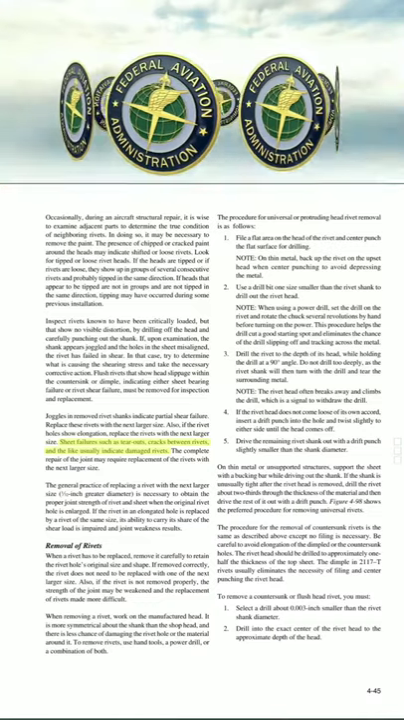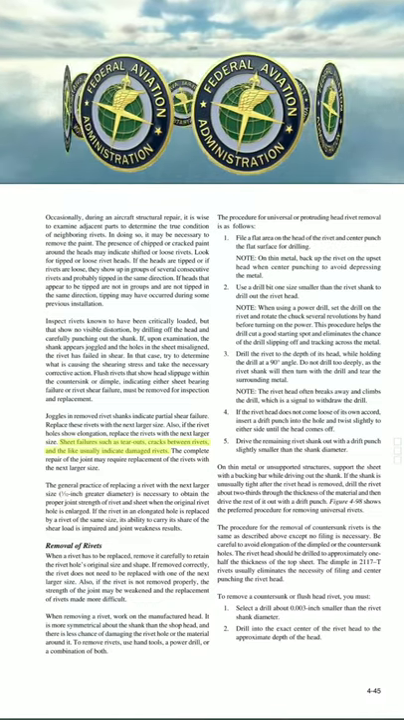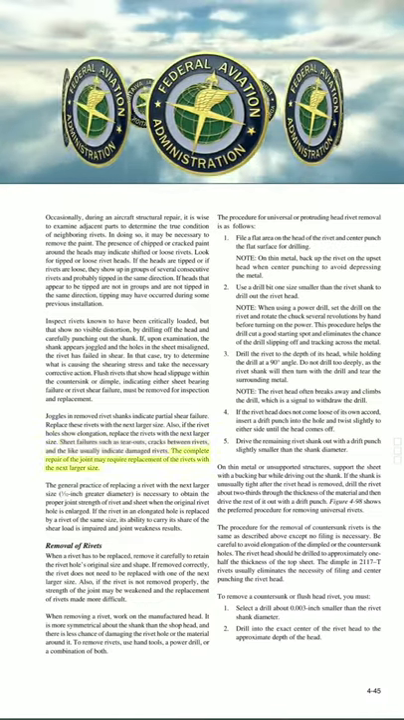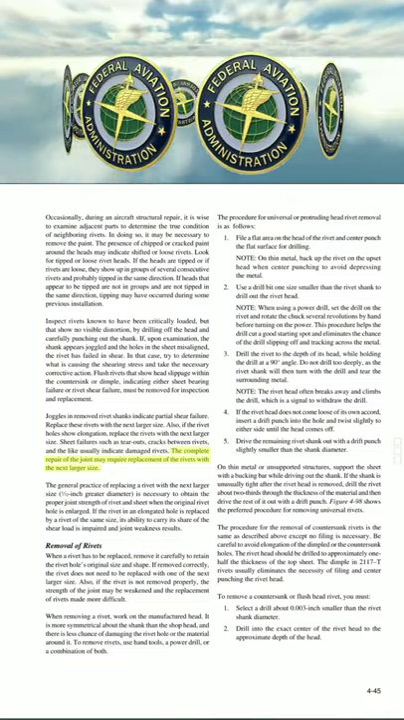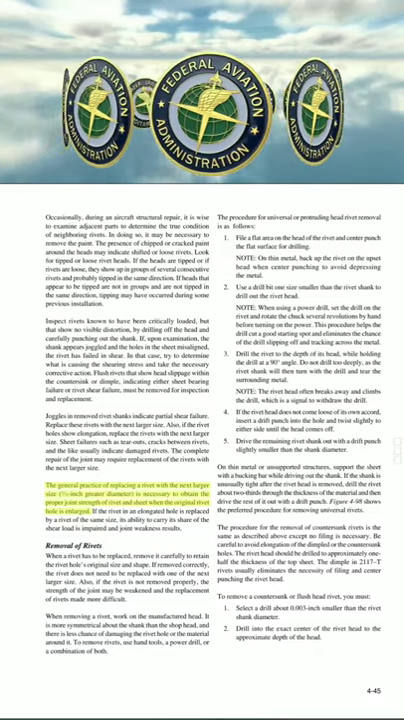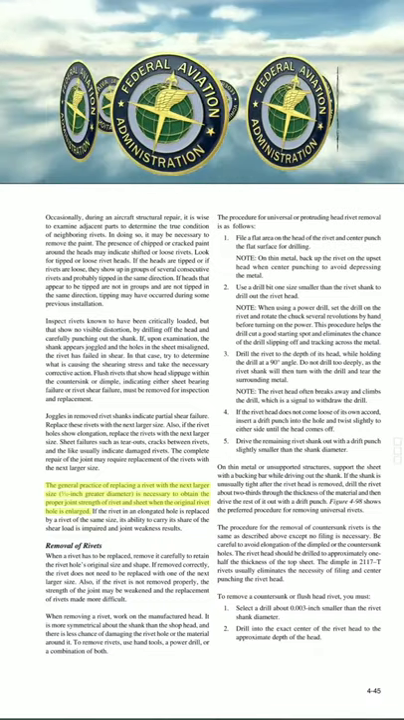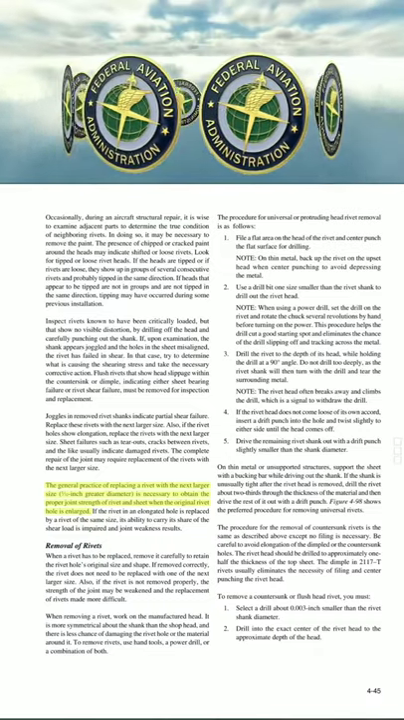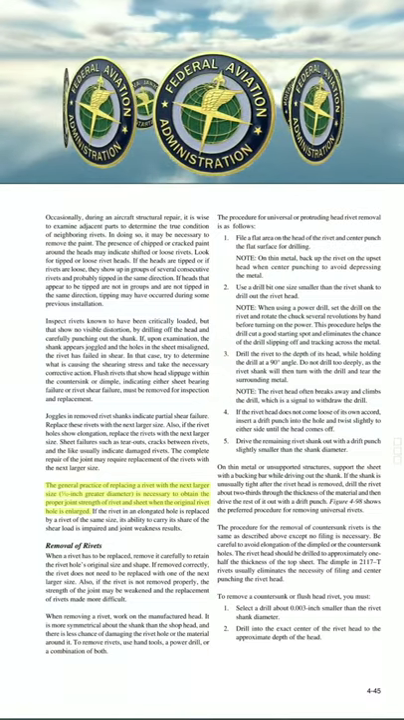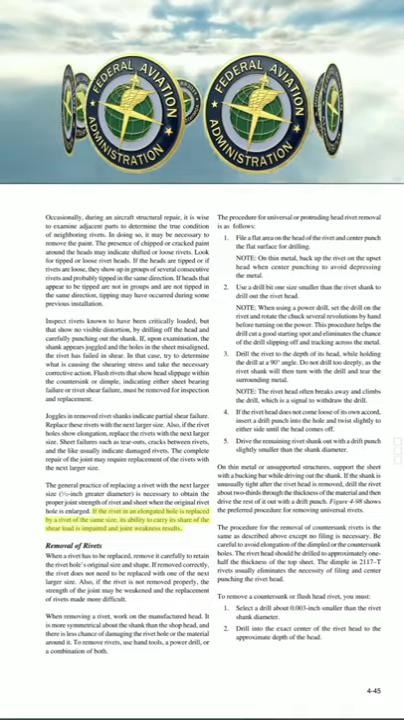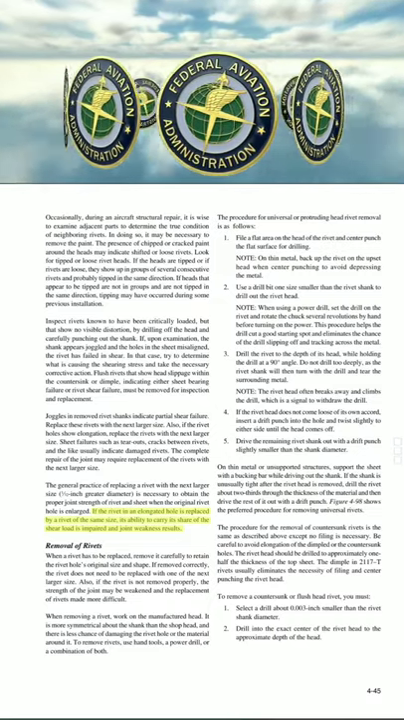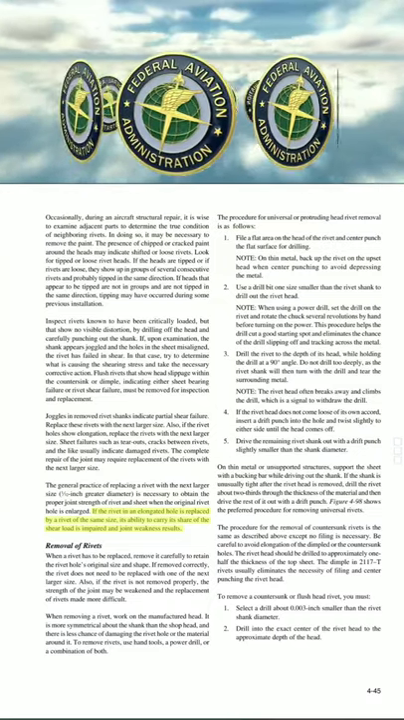Sheet failures such as tear outs, cracks between rivets, and the like usually indicate damaged rivets. The complete repair of the joint may require replacement of the rivets with the next larger size. The general practice of replacing a rivet with the next larger size, 1/32-inch greater diameter, is necessary to obtain the proper joint strength of rivet and sheet when the original rivet hole is enlarged. If the rivet in an elongated hole is replaced by a rivet of the same size, its ability to carry its share of the shear load is impaired, and joint weakness results.